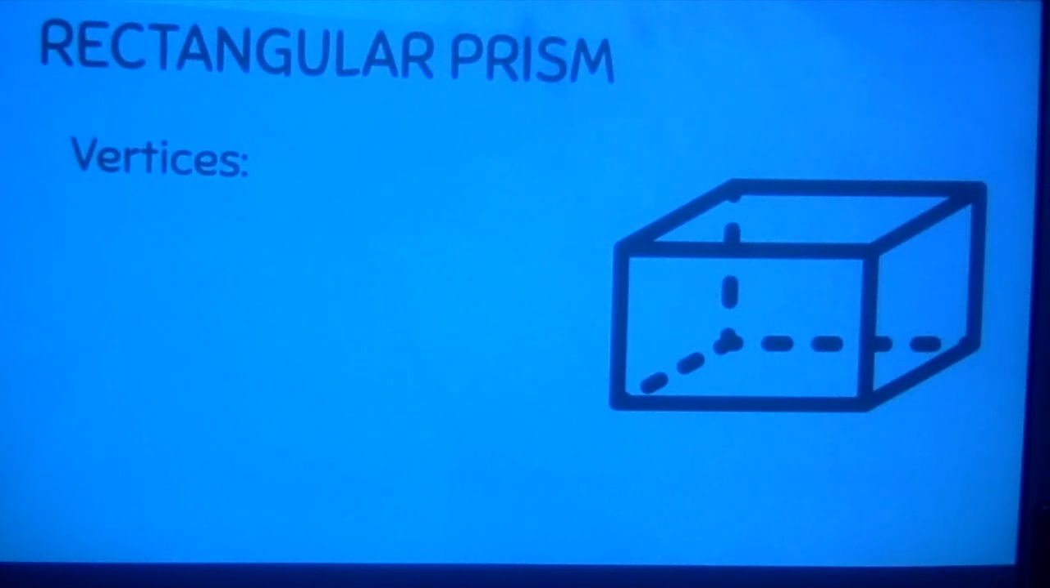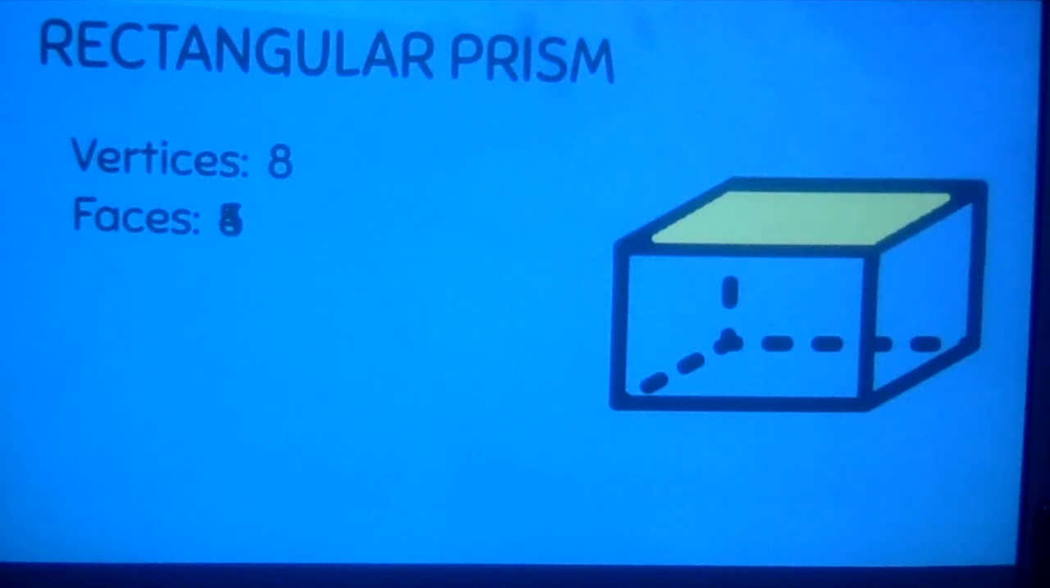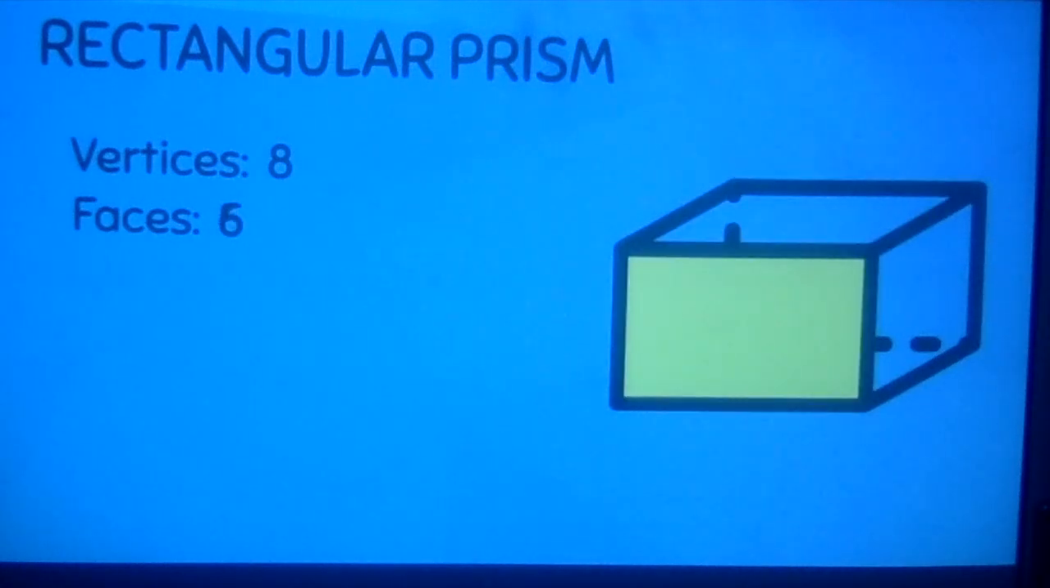Let's see. We have 1, 2, 3, 4, 5, 6, 7, and 8. Awesome! How about its faces? Here we have 1, 2, 3, 4, 5, and 6 flat surfaces. So we have 6 faces.